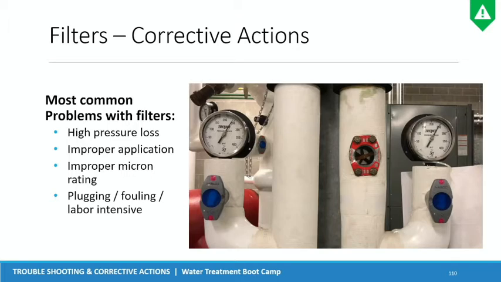And then again, plugging and fouling are issues that may be happening. Again, is your filter not the right type of filter? Is it too fine a filtration for how dirty of a system that you have? All those things. Most common problems with filters, again, so look at these bad boys.